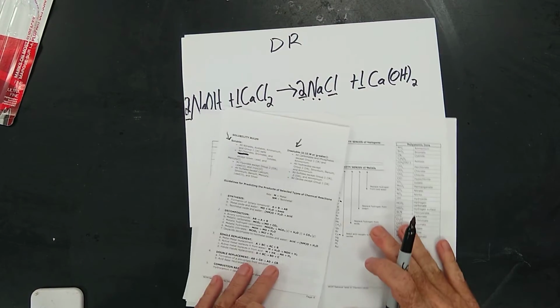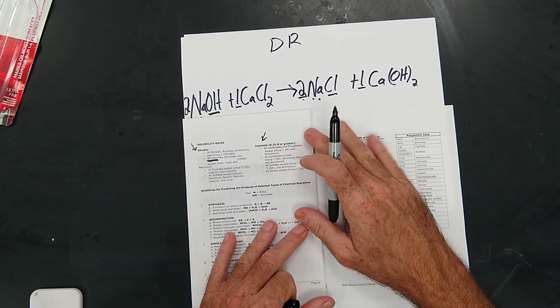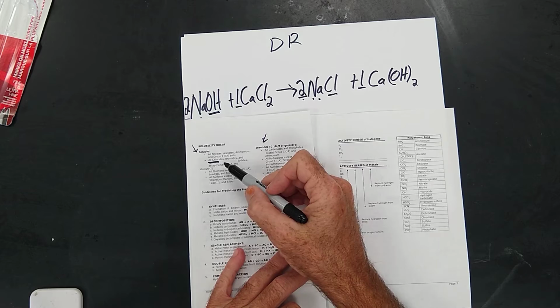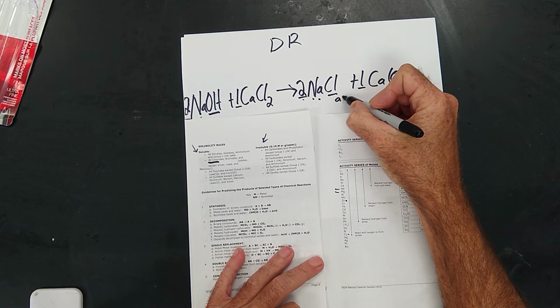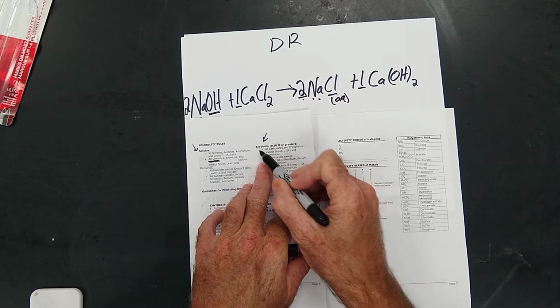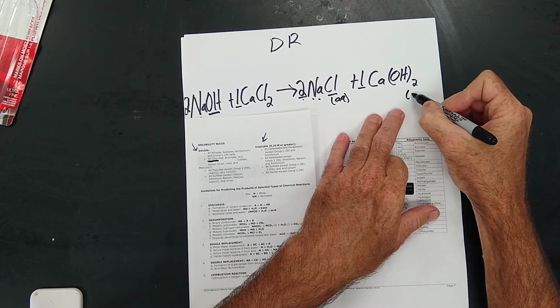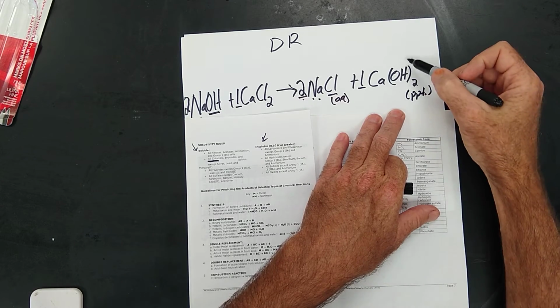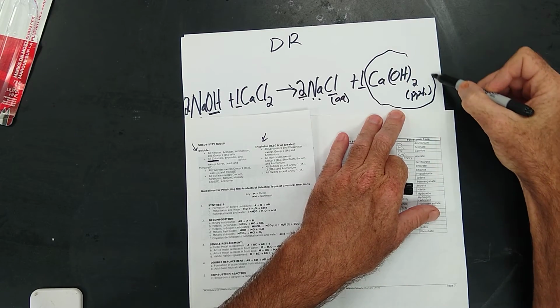So we will look on our rules again, and these are precipitates. Let's see. Sodium chloride, that's going to be aqueous. And then you see our hydroxides here are insoluble. So this is going to be the precipitate. So you circle the precipitate.